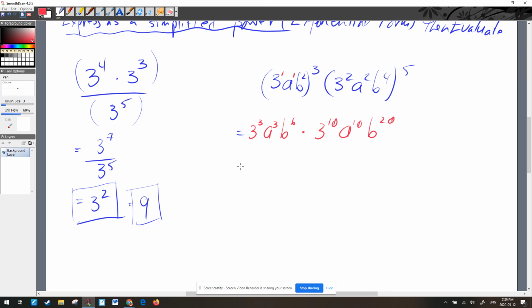Okay. And so then what we're going to do is multiply powers with the same base. Now, there's a bunch of different bases here. You can't just say, oh, I'm just going to add all these things up. You can't do that. We have to have the same base. So here's a base of 3, and here's a base of 3. So when we multiply powers with the same base, we add the exponents. So this becomes 3 to the exponent 13. And a, well, a is also going to be to the exponent 13. And b is 6 plus 20, so b to the 26th. And there it is, okay?